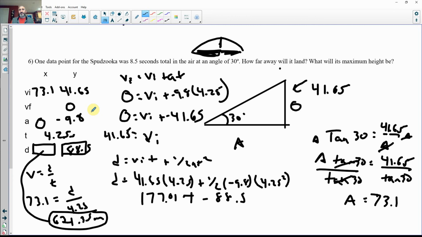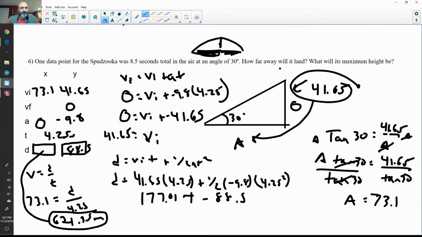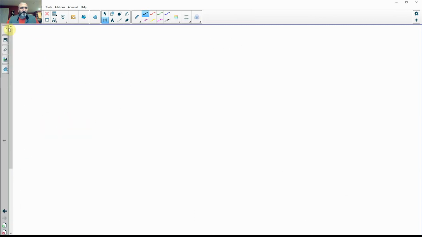And this is an A problem. This is definitely an A problem because I didn't give you much of anything except time and an angle. But it's up to you to realize you can figure out this initial velocity, and then you can use some trig to figure out that initial velocity. And once you have those two things, you're in business. So I hope that made sense. And let's go on to the last one.